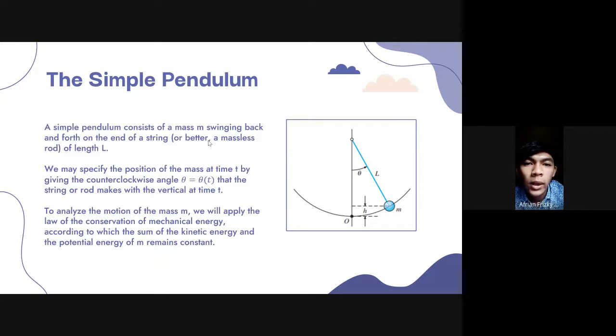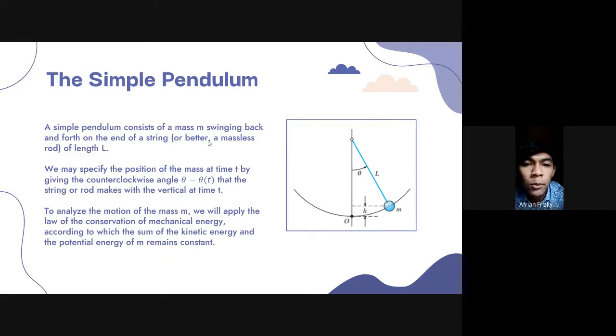Let's discuss the simple pendulum. A simple pendulum consists of a mass M swinging back and forth on the end of a string, or better, a massless rod of length L. You can see in the figure beside. We might specify the position of the mass at time t by giving the counterclockwise angle theta equal to theta(t) that the string or rod makes with the vertical at time t.